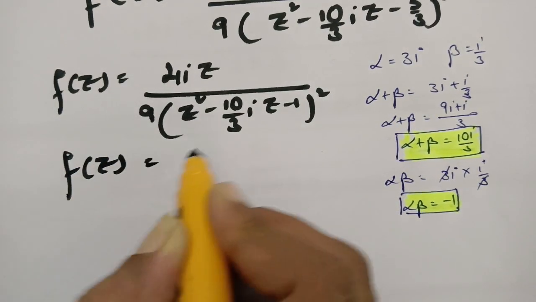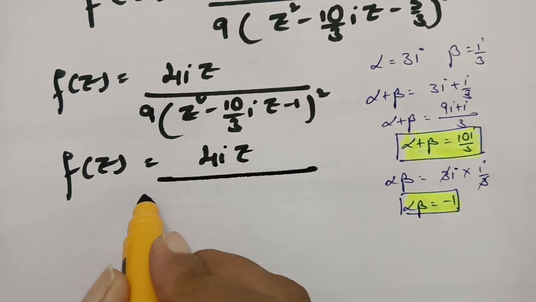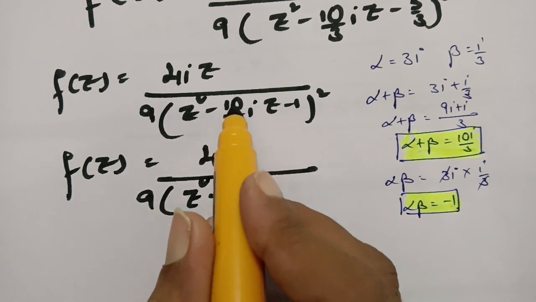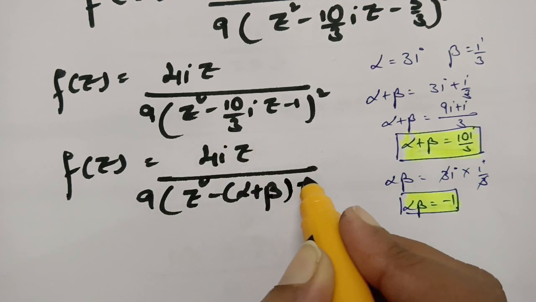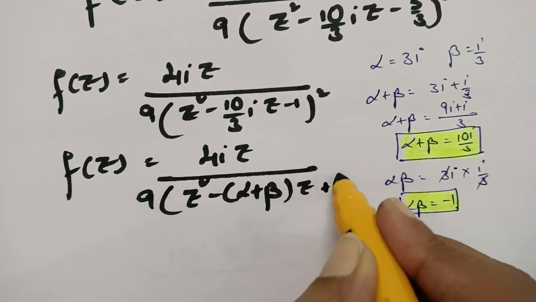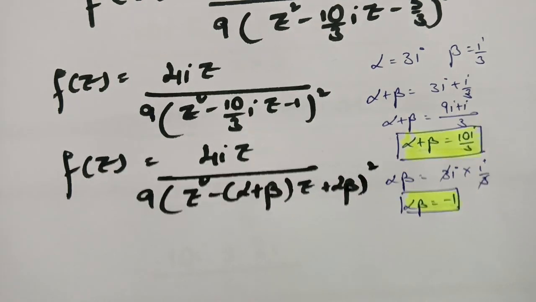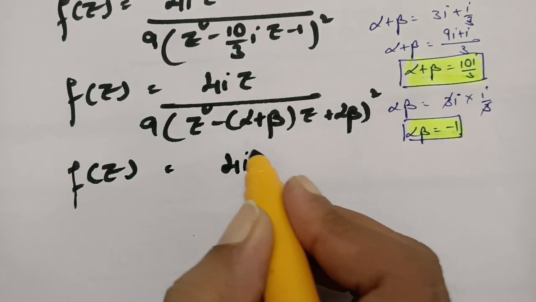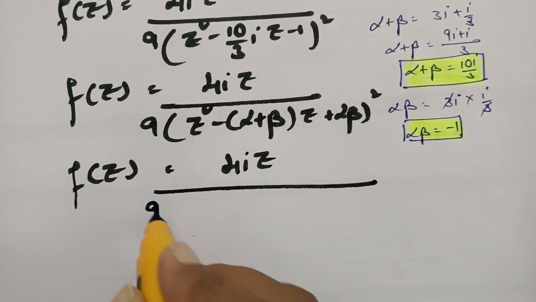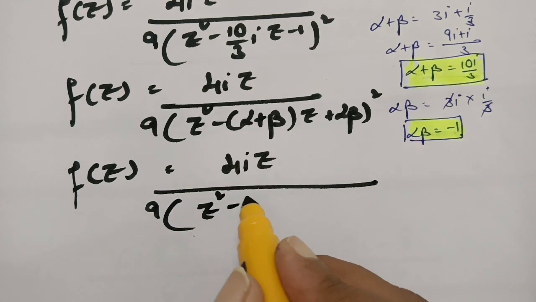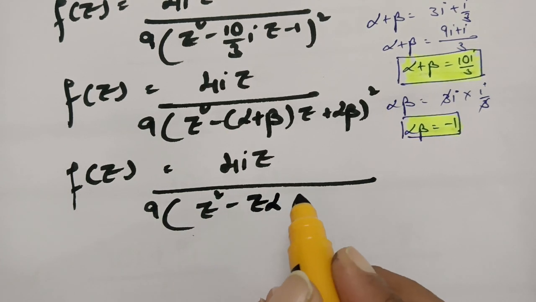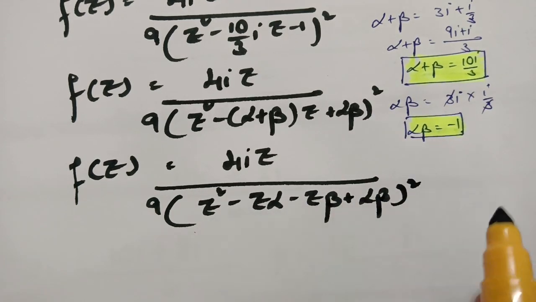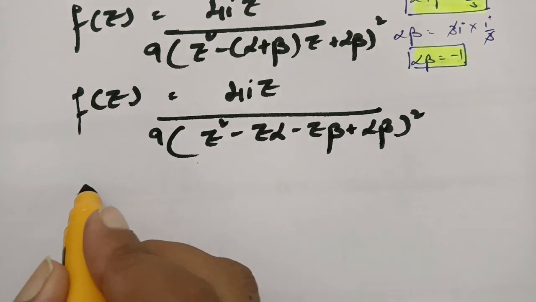See here, f of z is equal to 4i into z by 9, I have taken common. This is z square minus 10 by 3, which is the sum of the roots, and minus 1, which is the product of the roots, whole square. Clear? So f of z is equal to 4iz by 9 times, inside if I multiply, z square minus z alpha minus z beta plus alpha beta, whole square.